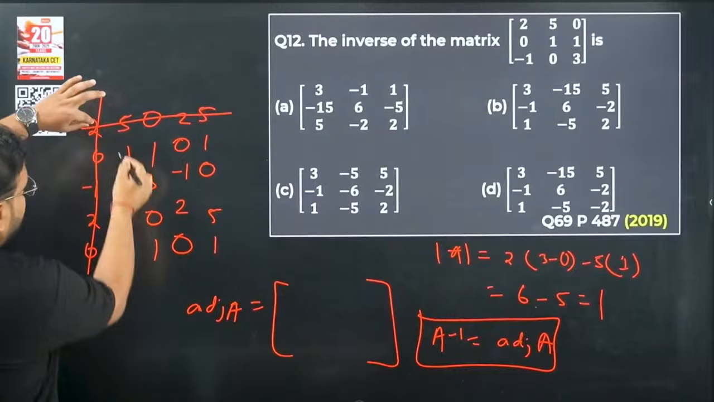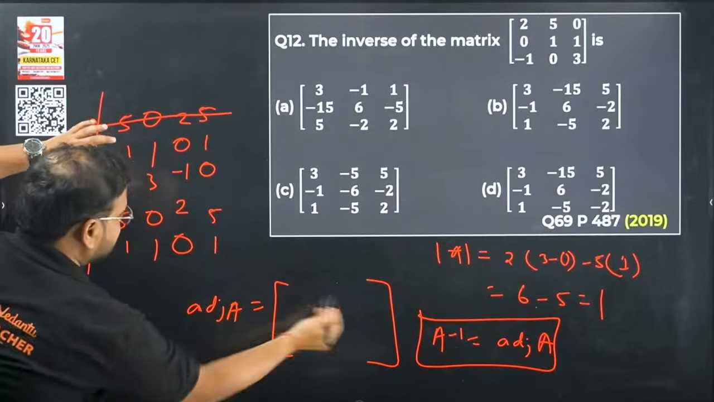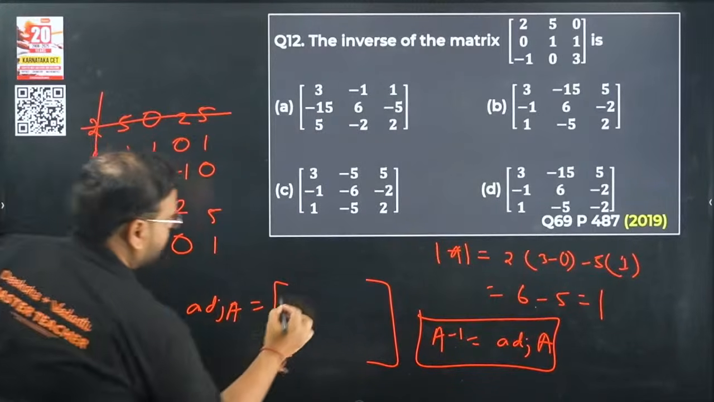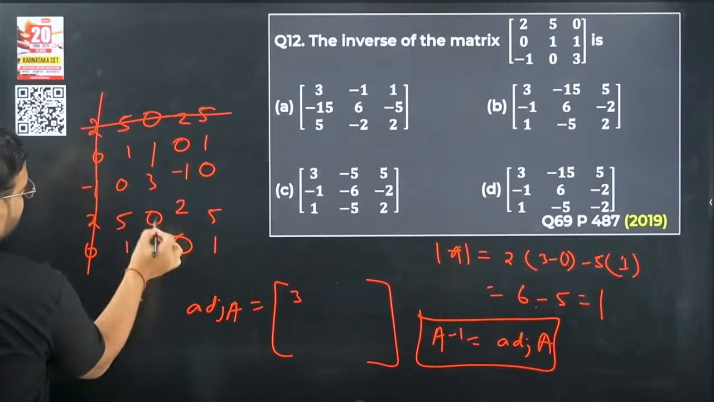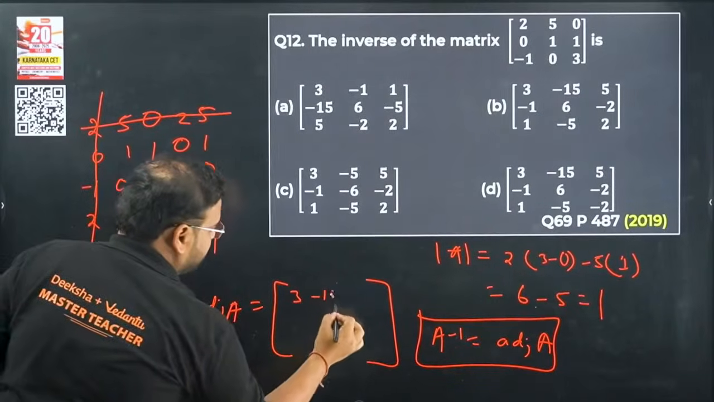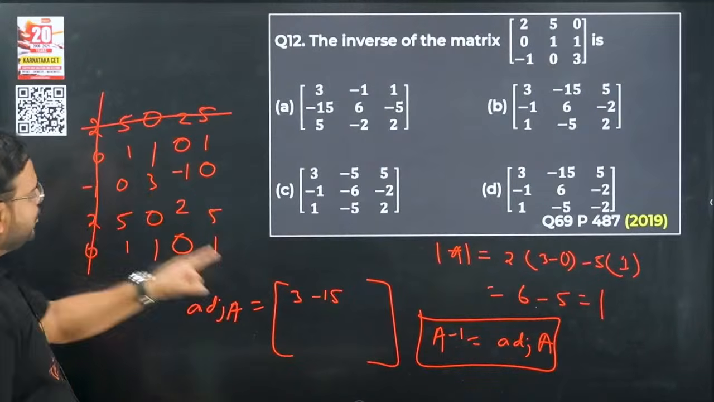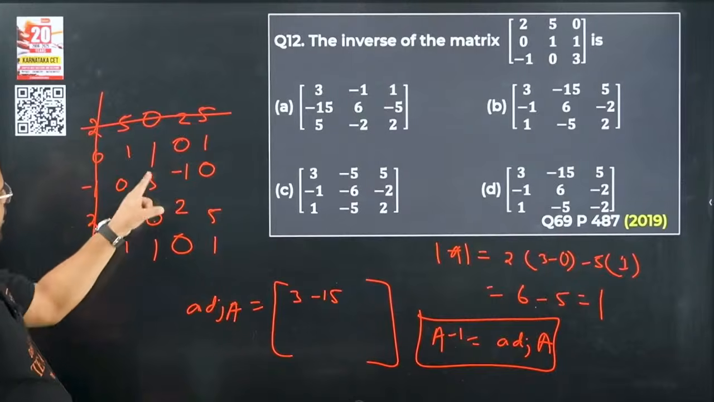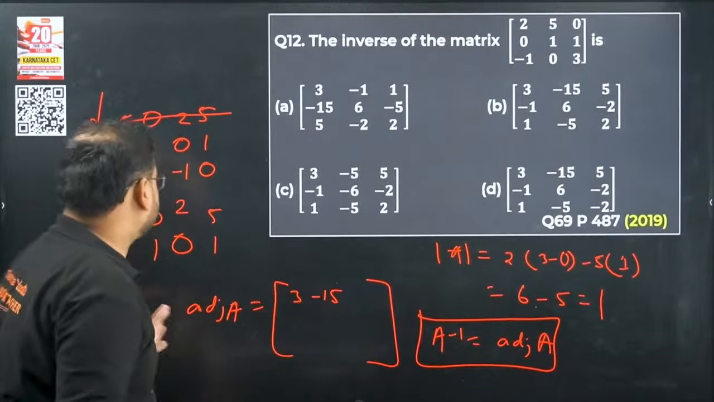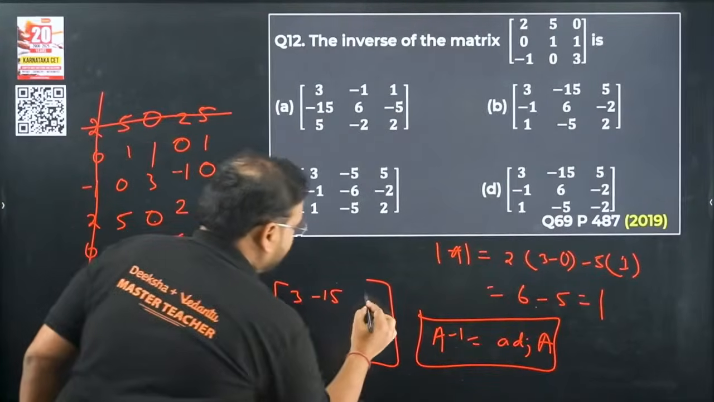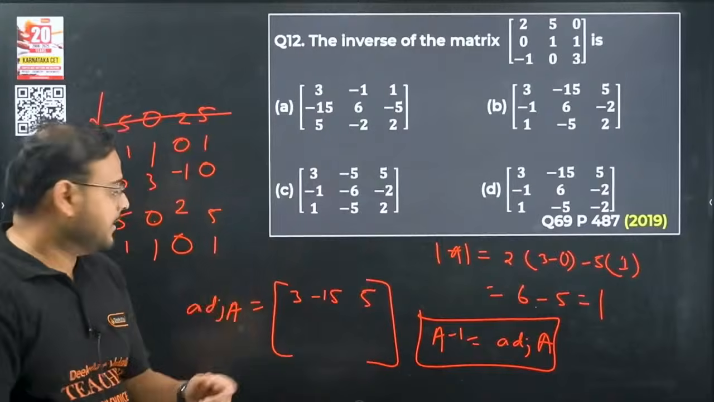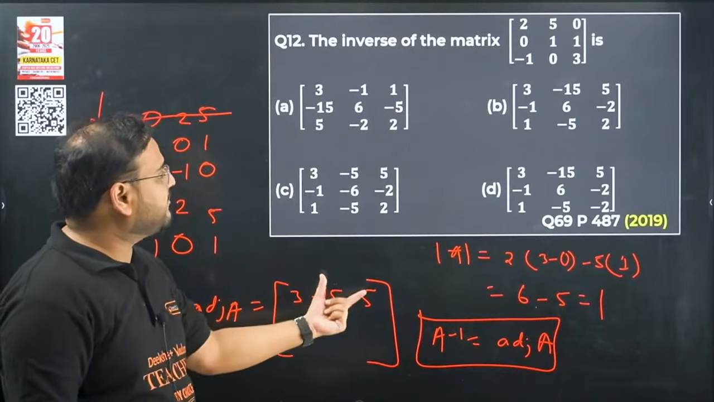Check here. In the vertical column, answer in the rows. 3 into 1 minus 0 is 3. 0 into 0 minus 15. Correct? No. 3 minus 0 is 3. 0 into 0 is 0. 3 into 15 is 15. There will be a difference, so minus 15. 5 minus 0, 5. Now you stop. Stop right there. 3 minus 5, 3 minus 15 then 5.